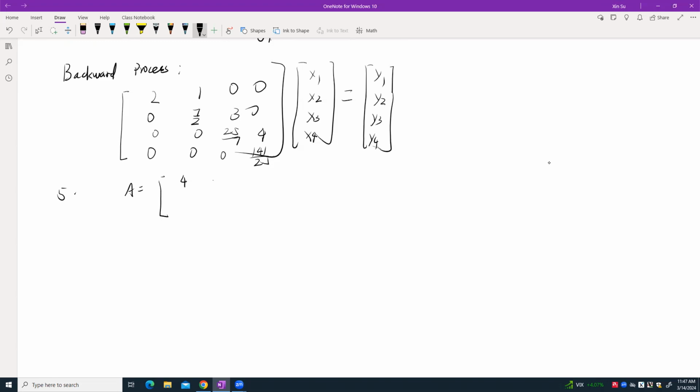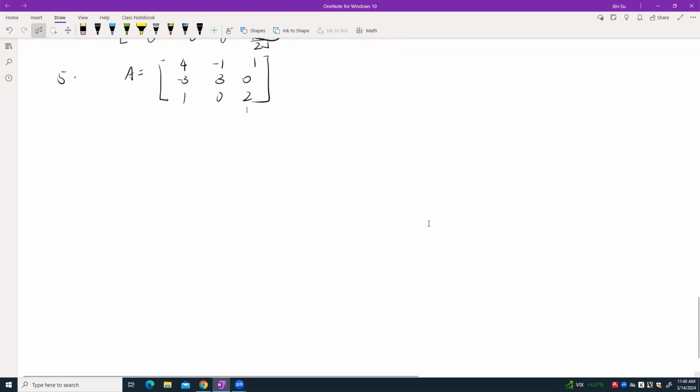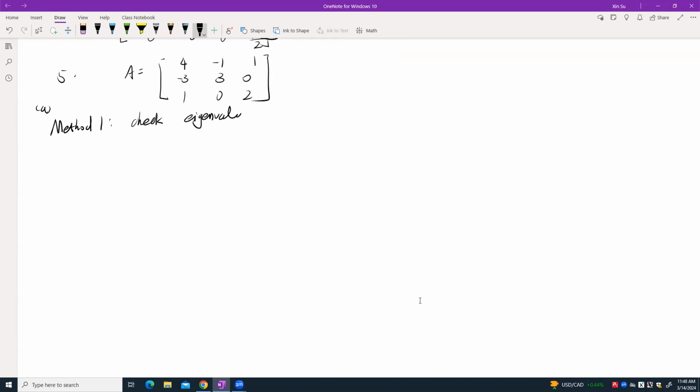The question 5 is about positive definite, and this one should be a little bit technical if you haven't done the calculus or linear algebra class, or you just did the linear algebra class this semester, because you need to be familiar with the methods below. So for method 1, I'm going to answer question A first, whether it is positive definite. Method 1 is to check the eigenvalues of A.